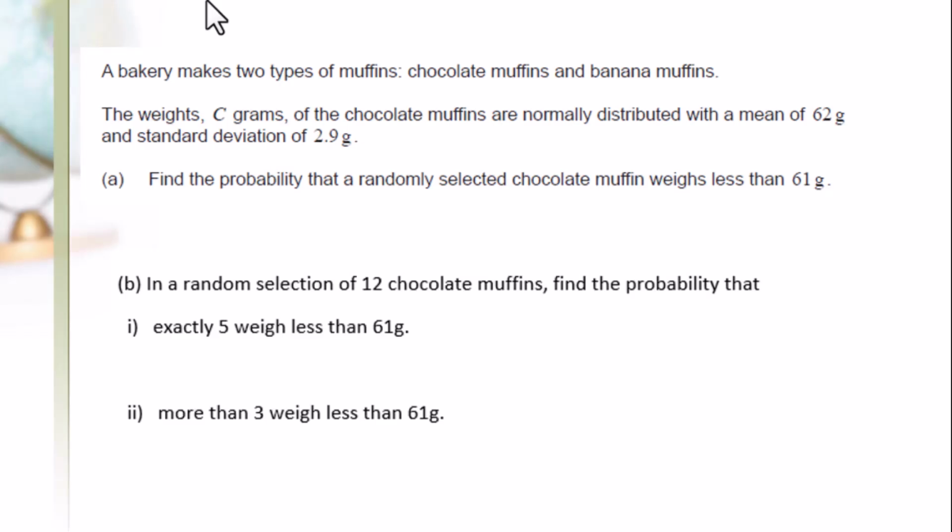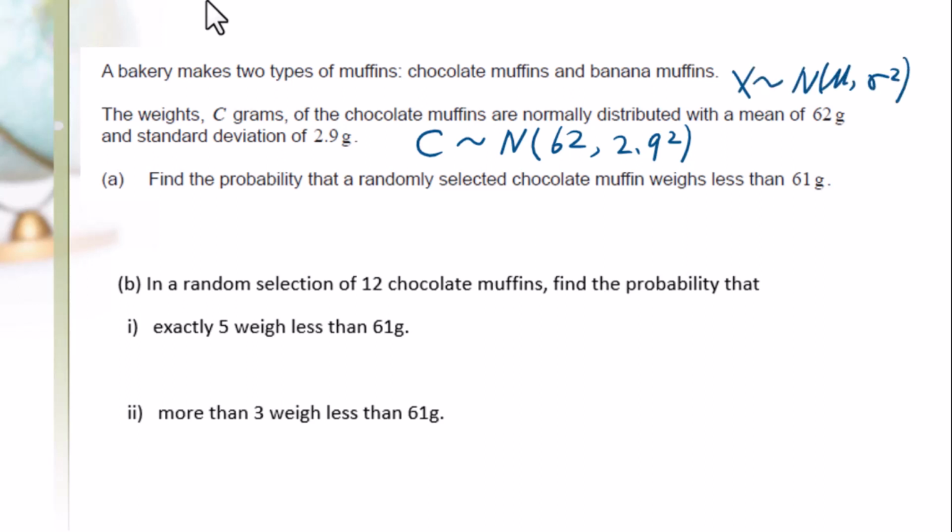This video is about normal and binomial distribution. A bakery makes two types of muffins, chocolate muffins and banana muffins. The weights, say in grams, of the chocolate muffins are normally distributed with a mean of 62 gram and a standard deviation of 2.9 gram. C follows normal distribution N(62, 2.9 squared). The notation for normal distribution is this.